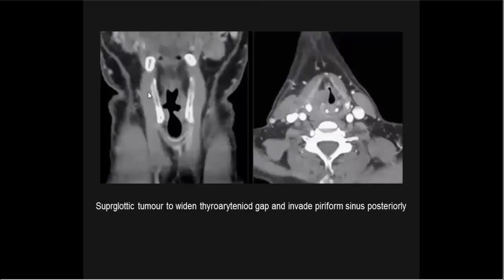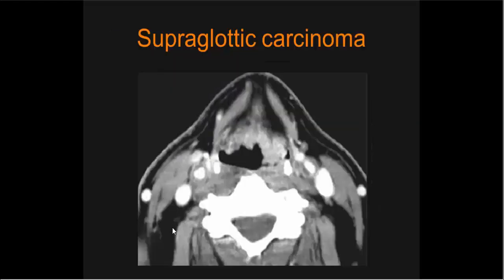Supraglottic tumor, as we see in this widened thyroarytenoid gap; this is the thyroid and this is the arytenoid. The widened thyroarytenoid gap invades the piriform sinus posteriorly. As we see, the piriform sinus space is obliterated by soft tissue of the supraglottic tumor. Supraglottic tumor above the ventricle, which is present between the false and true vocal cord. Again, supraglottic carcinoma: this area of soft tissue in the supraglottic area invades the piriform sinus on the left side.